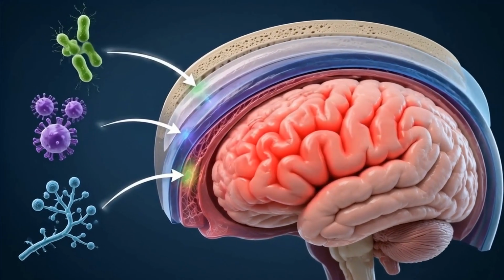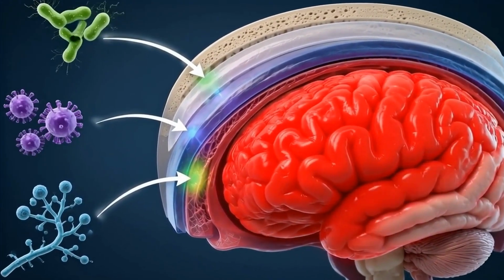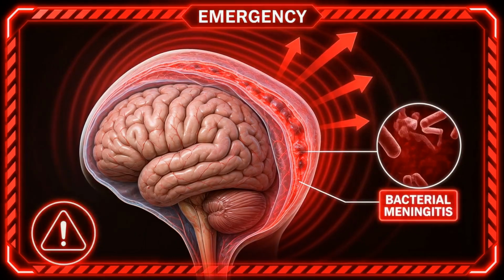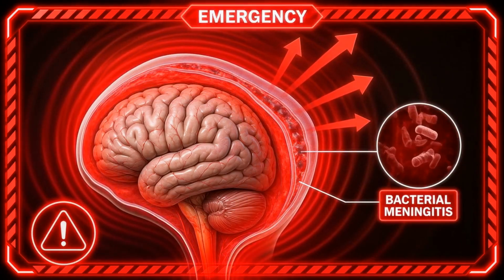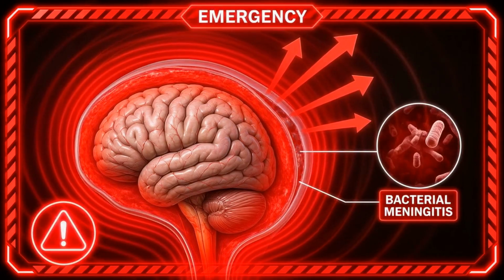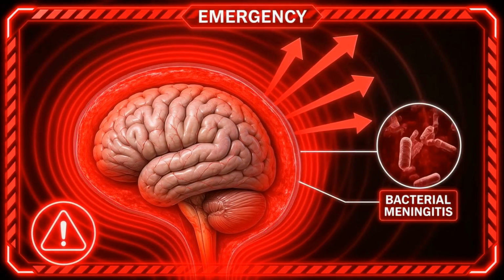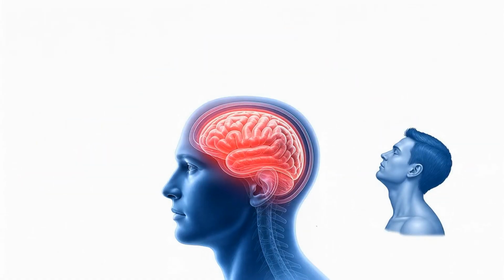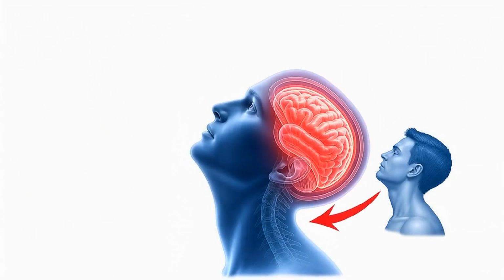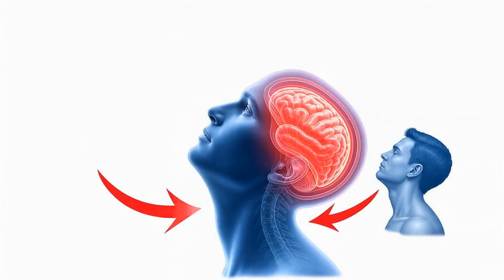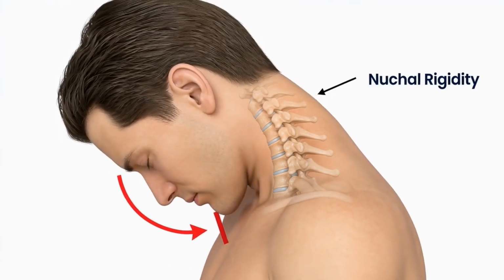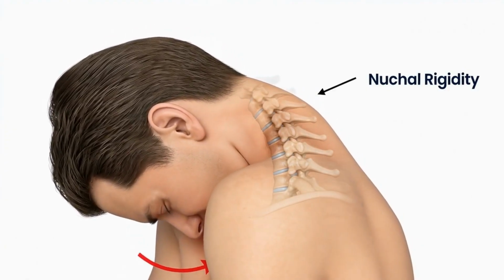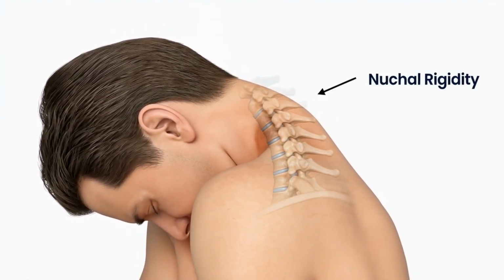Meningitis is often triggered by bacterial, viral, or fungal infections that invade the protective coverings of the brain. Bacterial meningitis is considered a critical medical emergency that can rapidly progress to sepsis or permanent brain damage. The classic clinical presentation of meningitis is often described as a triad of fever, severe headache, and neck stiffness. In clinical terms, this neck stiffness is known as nuchal rigidity, where the patient struggles to flex their neck forward.